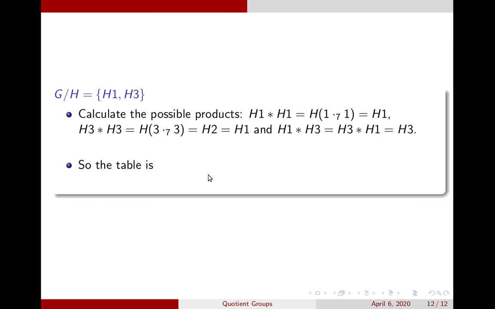And now we're in a position to write down the table for the operation star on the quotient group G over H. The operation star, the row headings are the two elements of the quotient group. The column headings are the two elements of the quotient group. And here, for example, is the result of multiplying H3 times H3. We got H1.